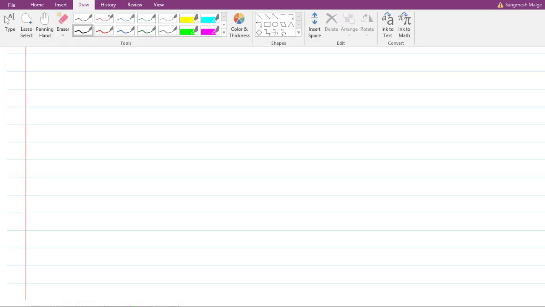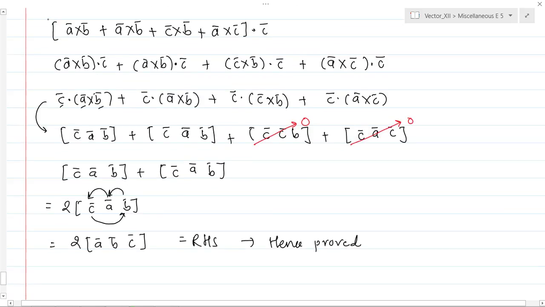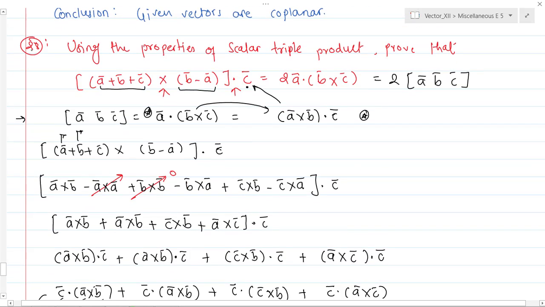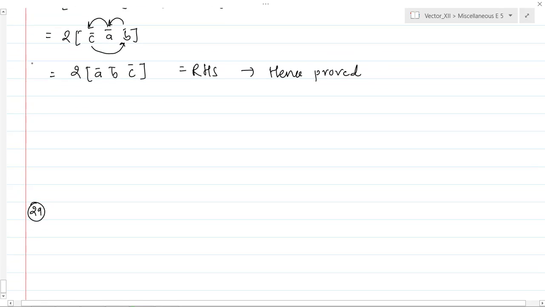Now let's see the 29th question. Okay, let me change the color. Oh, so the previously solved question was 29. So please make a note that the previously solved question, this was question number 29. Okay, this was the 29th question, and now we have the 28th question. We will solve the 28th question. Okay, so let's see.